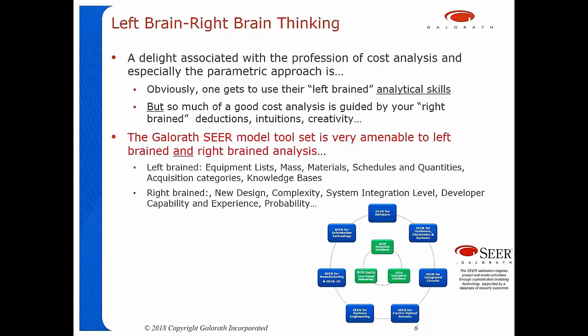Therefore, I've always been drawn towards cost modeling, in part because good models give you the knobs to turn that relate cost to both left brain variables and right brain variables. For example, in the Galorath SEER models, we address left brain parameters with equipment lists, work breakdown structures, mass statements, software lines of code, programming languages, schedules and quantities, types of materials being employed, acquisition categories, knowledge bases, and so on.